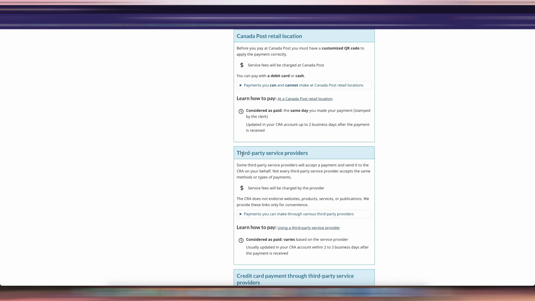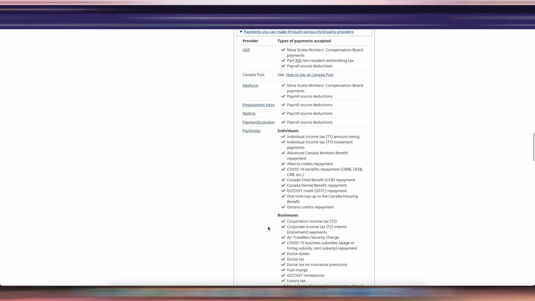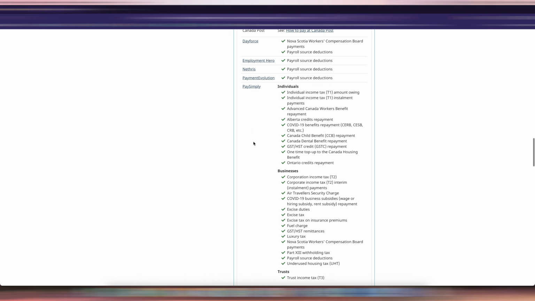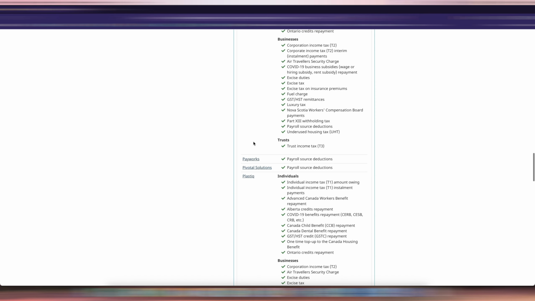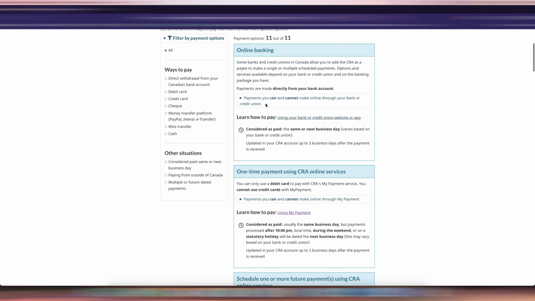Canada Post, relocation, we're not going to do that. But obviously, third-party service providers, I will show you how to do it. There are a couple of different ones. So, you can see these different ones. But I'm going to show you how to do it via PaySimply. So this is the one I've used before. So that's why I'm going to show you guys. It should be the same. Plastiq is another solution. It should be the same. You will need the same info. But the good thing with paying via third party is they do allow you to use your credit card. So let's just do the My Payment.